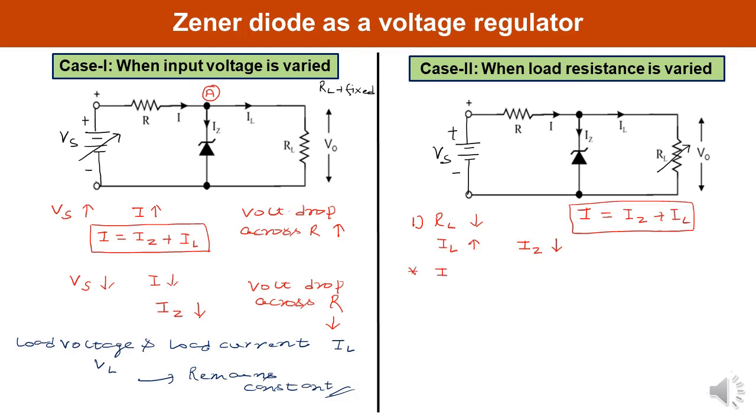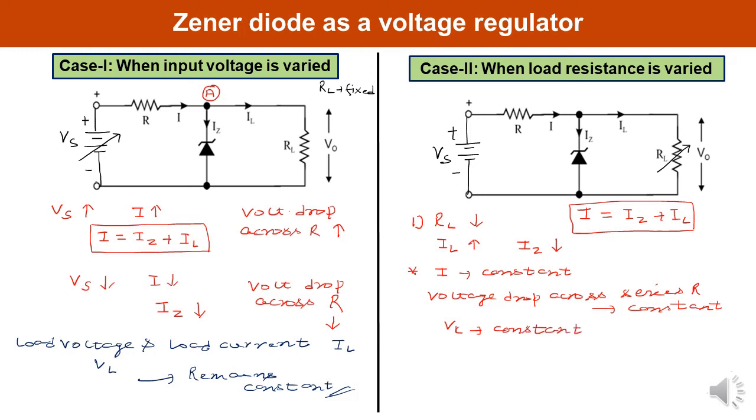Because of this, input current remains constant, and voltage drop across the series resistance will also be constant. It means load voltage VL will be constant. See here, load voltage is denoted by V0. So this is the first case.